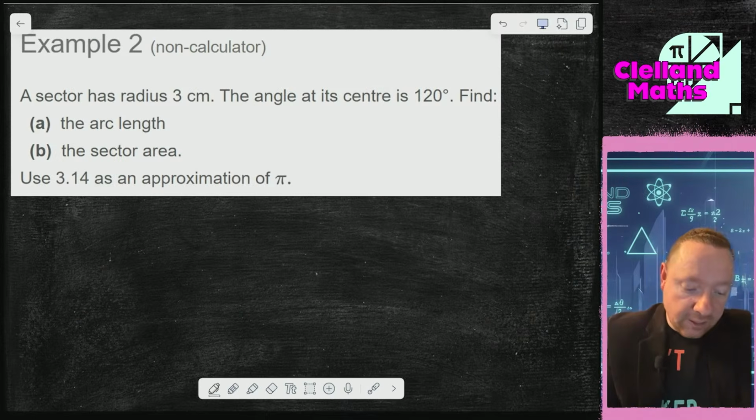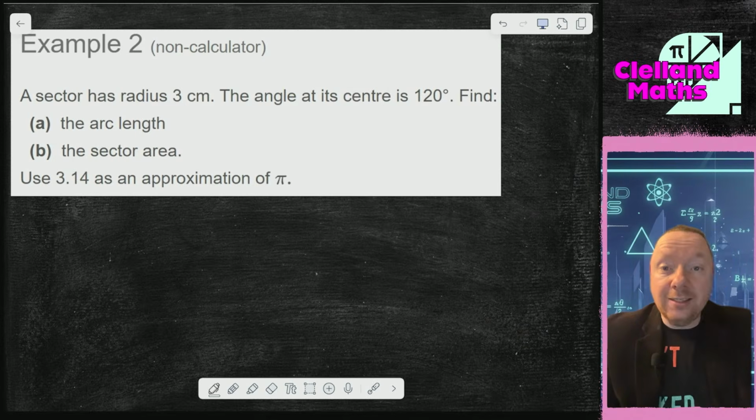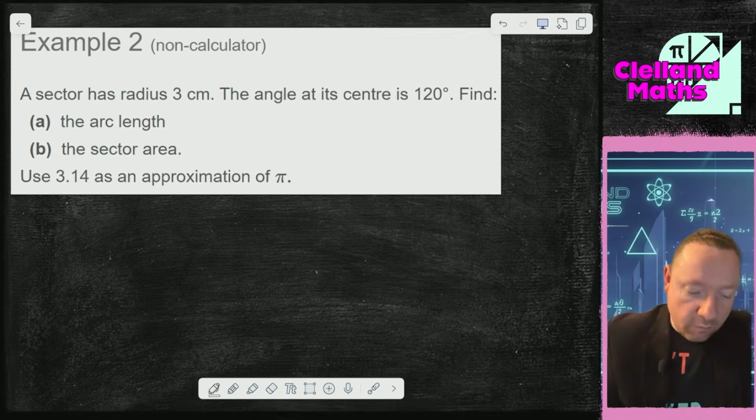Example 2. A sector has a radius of 3 centimetres and an angle at its centre of 120. Find the arc length and sector area. Use 3.14 instead of pi. So in other words, this is non-calculator. We need to be able to do some maths without a calculator.